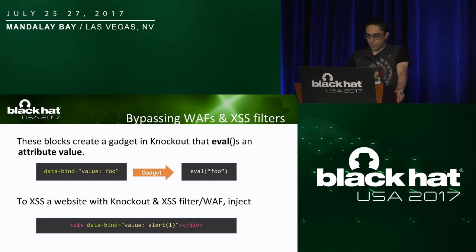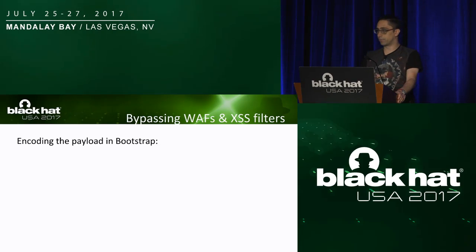So to summarize, there is a gadget in Knockout that upgrades the value of the data-bind attribute into an eval call. The function constructor is essentially an eval equivalent in JavaScript. So in order to attack a website that happens to use the Knockout library, and also uses an XSS filter or a web application firewall, instead of injecting a script or, I don't know, image source equals x, onerror equals your payload, it's enough if you just inject this fairly innocent looking, to the mitigations, div element. But there are way more examples of that.